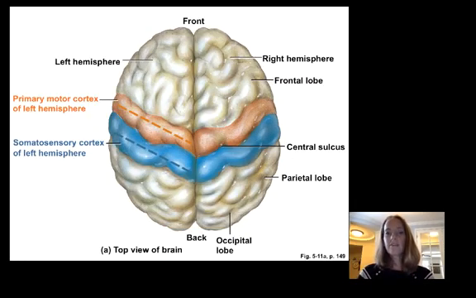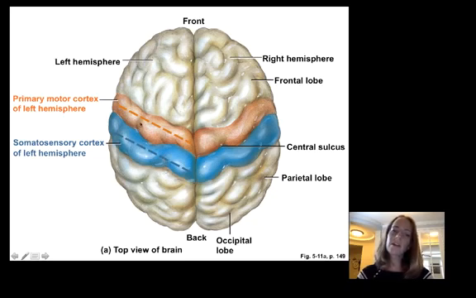So to look at it from the top view, I wanted to show you guys again, here's our dividing area, which is the central sulcus, and that divides the frontal from the parietal lobe. The pre-central gyrus is your primary motor cortex, and your post-central gyrus is your somatosensory cortex in the parietal lobe.